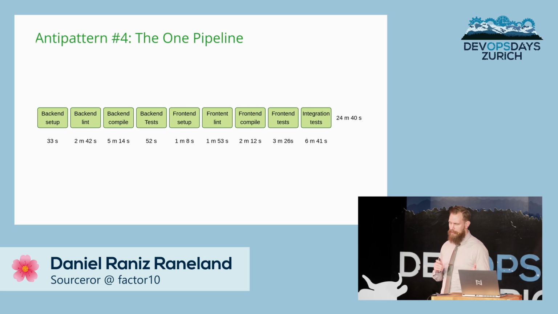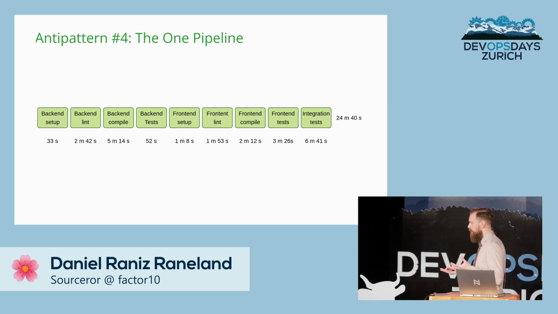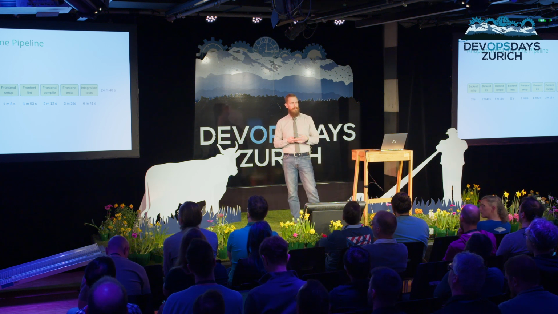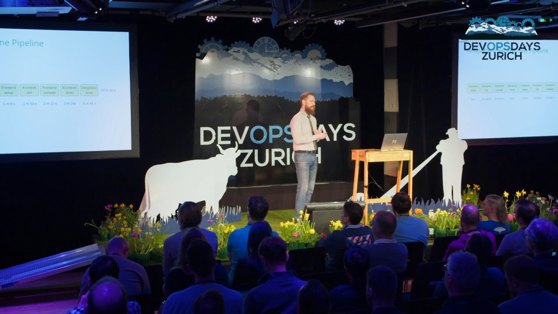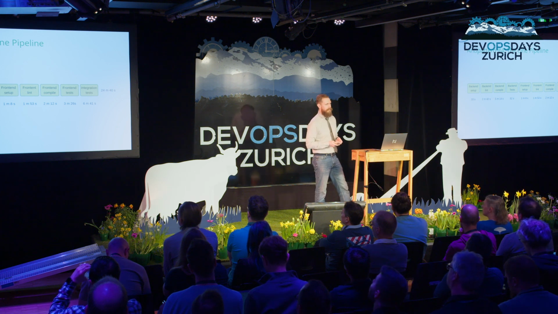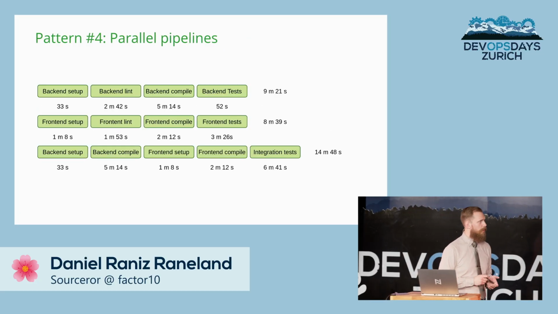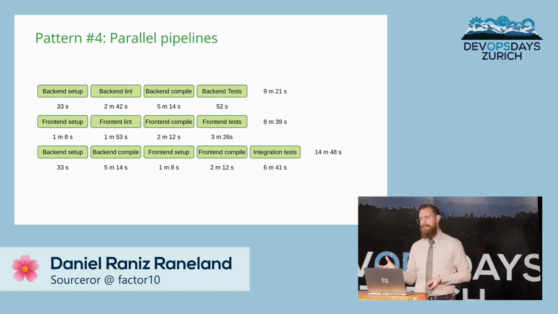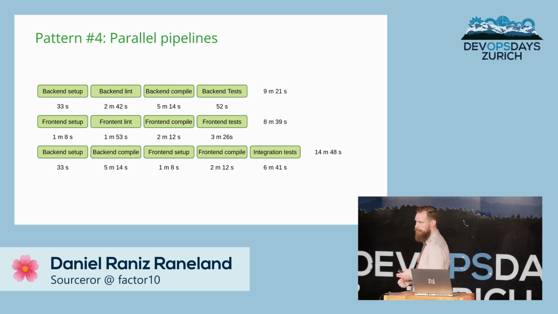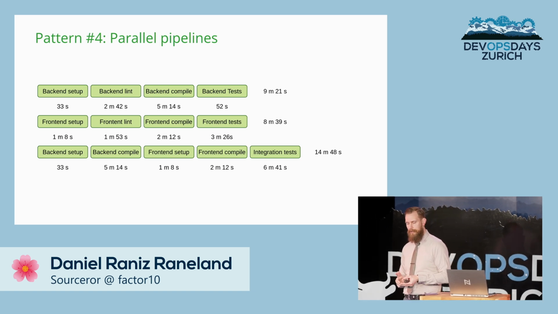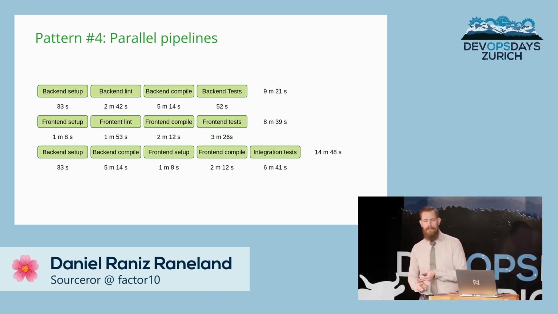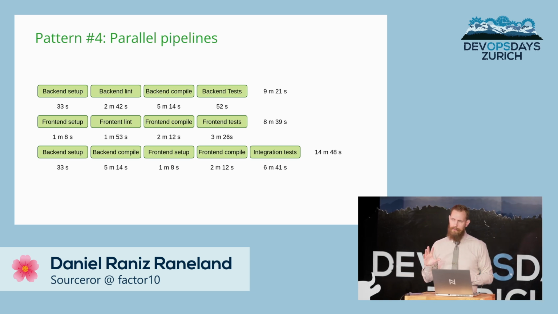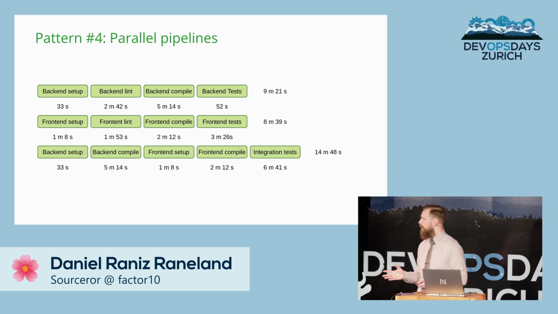But the back end and the front end are independent, right? They have no code connection. We can compile them and run the tests separately. So if we just split this up into separate pipelines, which is pattern number 4, parallel pipelines, we can divide this into 3 pipelines. We have one that does the back end, one that does the front end, and one that does the integration tests. Now, we get the feedback after almost 15 minutes instead.